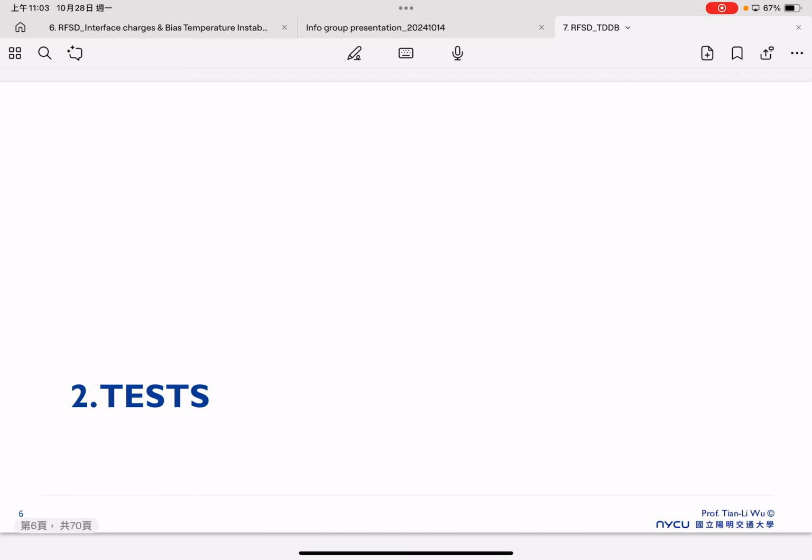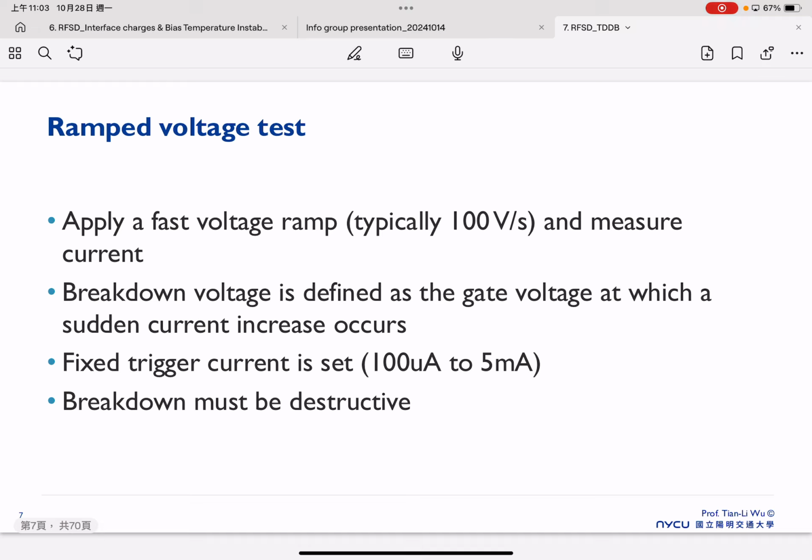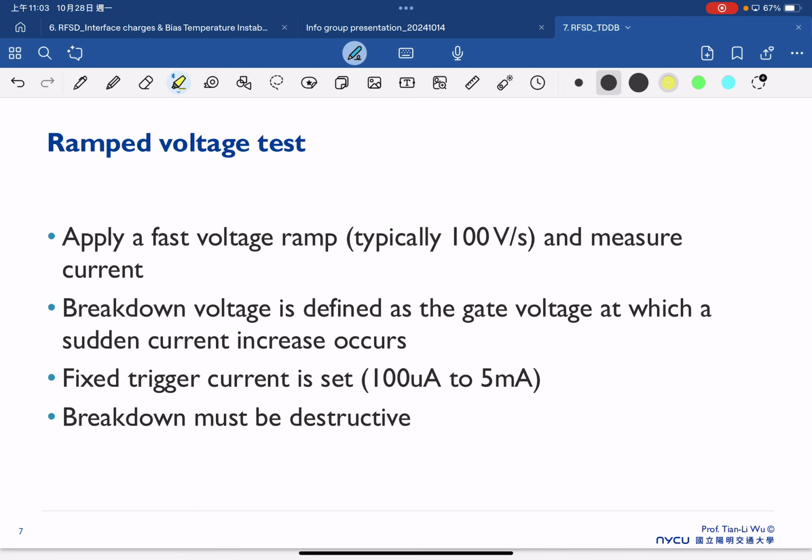Okay, so that's the phenomenon. And second, next one is the test. When we test, for sure we have many different test methodologies, and one of the interesting ones is what we call the ramping voltage test. In the ramping voltage test, when you do the measurement, you can adjust the speed when you do the sweeping, for example, 1 volt to 5 volt. In this case, we can change the speed here. That's what we call the voltage ramp.